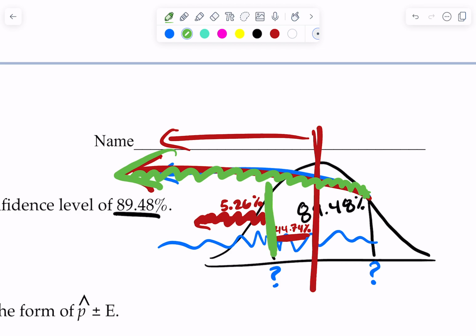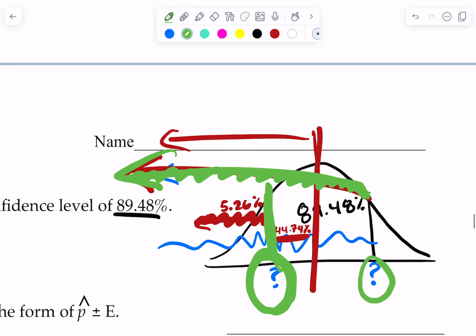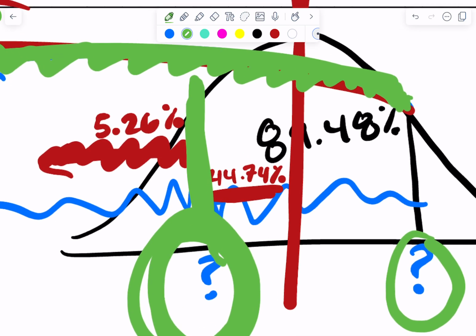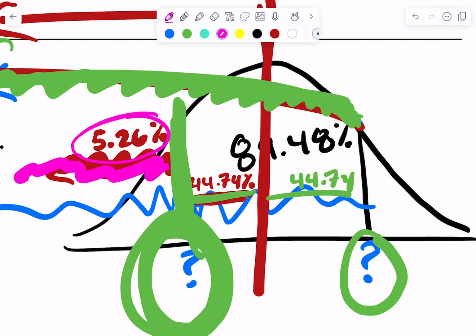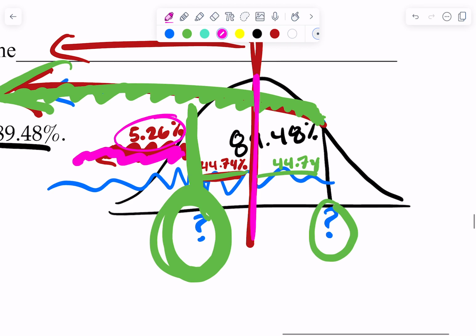Luke is wanting to find this one first, or you could find this one, but you just have to add them all together. Okay, we split the 89.48 in half, and half is 44.74. So that means 44.74 is here, and 44.74 is here. But if I want to know from here on back, that would be the remaining 5.26%, because this is the halfway mark. Look it up on the chart and figure out what your Z score is.